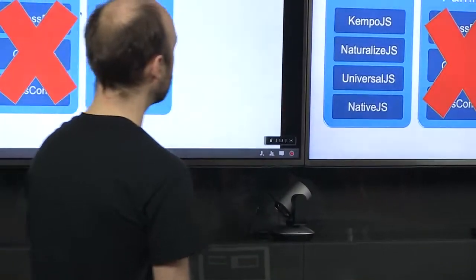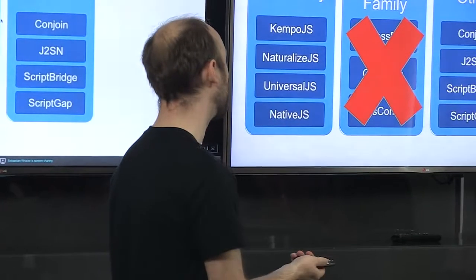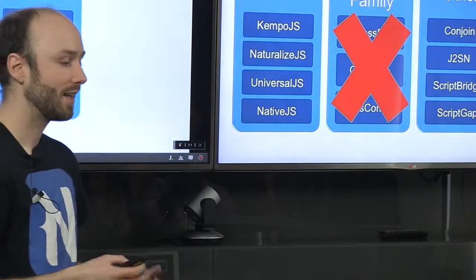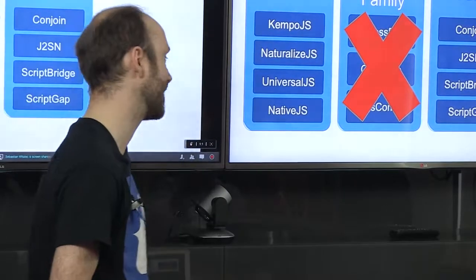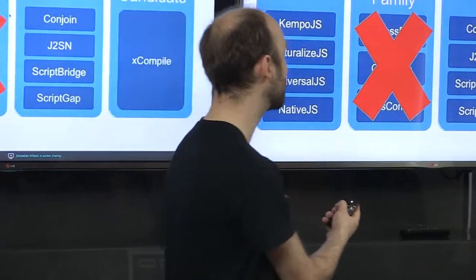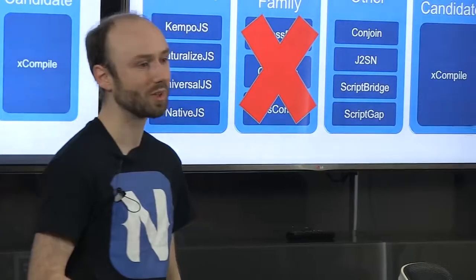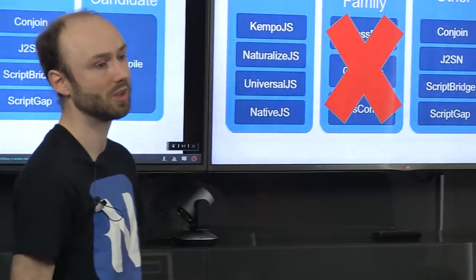After that, we considered Conjoin, J2SN, ScriptBridge, and ScriptGap. Each of them has an interesting ring to it, but it's just not good enough, seriously. We seriously considered Xcompile as one of our main candidates, but we kept looking on.